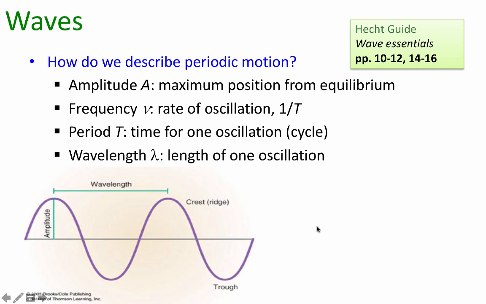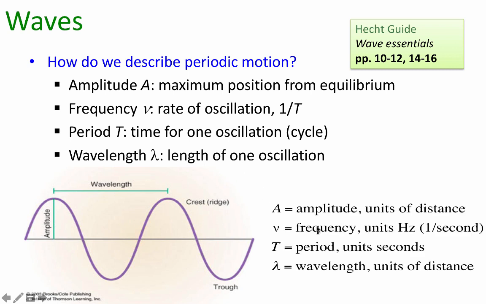So there's some of our basic vocabulary, again, over here, just to give you a little bit of an idea of what units we use. Amplitude has units of distance. Frequency nu is in units of hertz, 1 per second. Period, units of seconds. Wavelengths, units of distance.